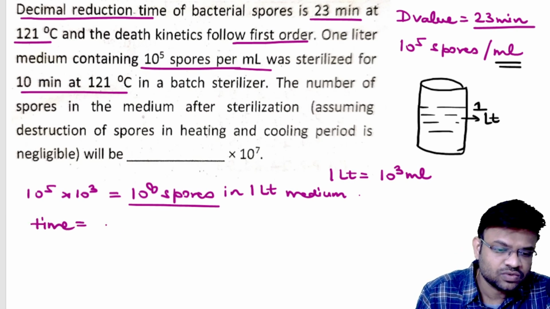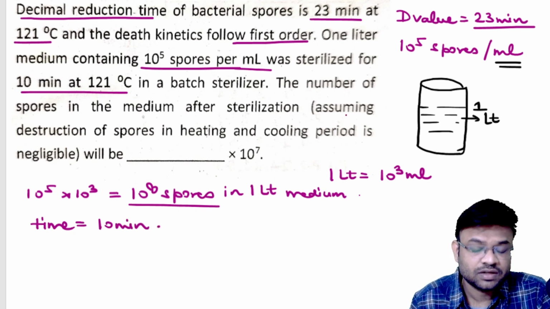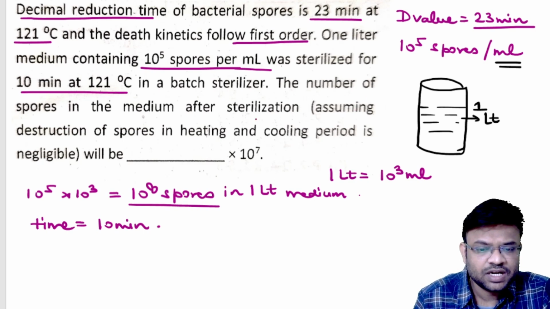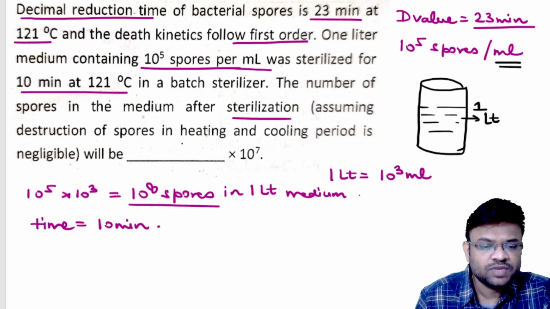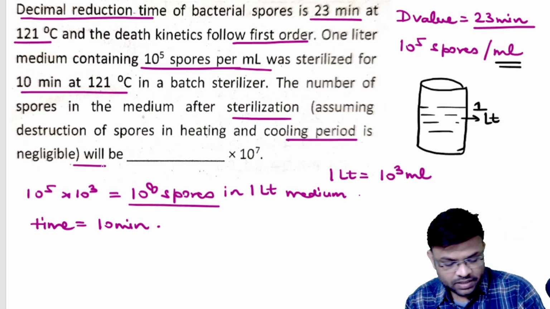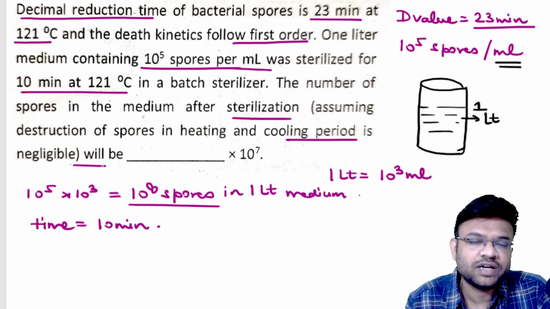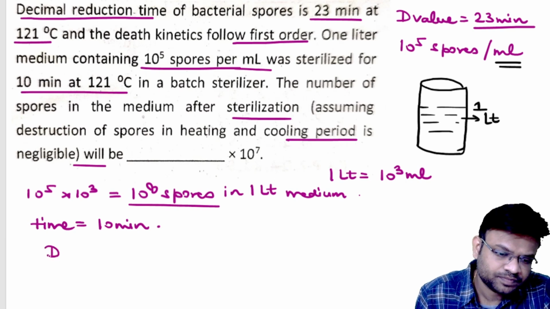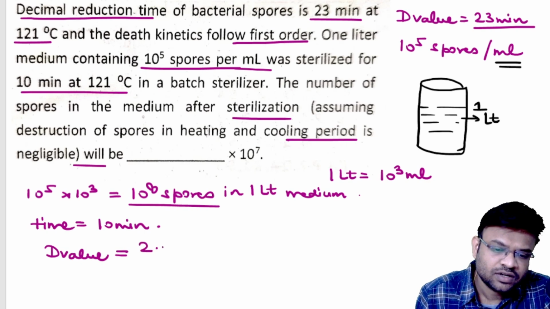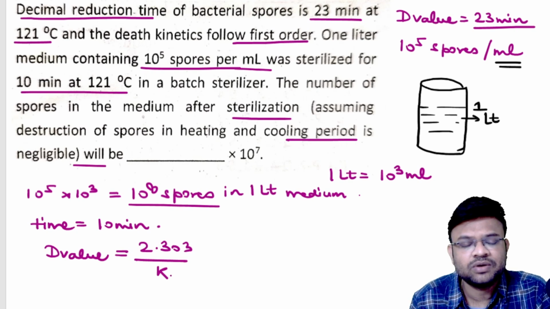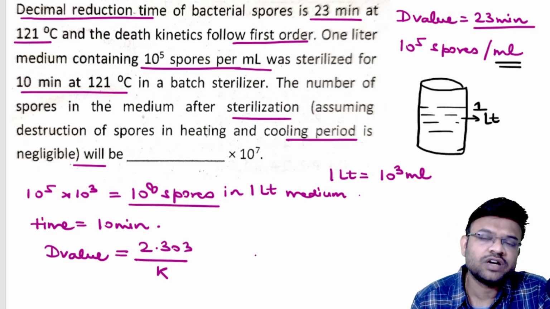Time is equal to 10 minutes. This is what we have been given. The number of spores in the medium after sterilization, assuming destruction of spores in heating and cooling period is negligible, will be 10 to the, this value has been given. Now you might be knowing the formula for decimal reduction time. So the D value, or the decimal reduction time, can be calculated as 2.303 upon K. K is the constant, you might be knowing about that. So D value in this case has already been given to us.